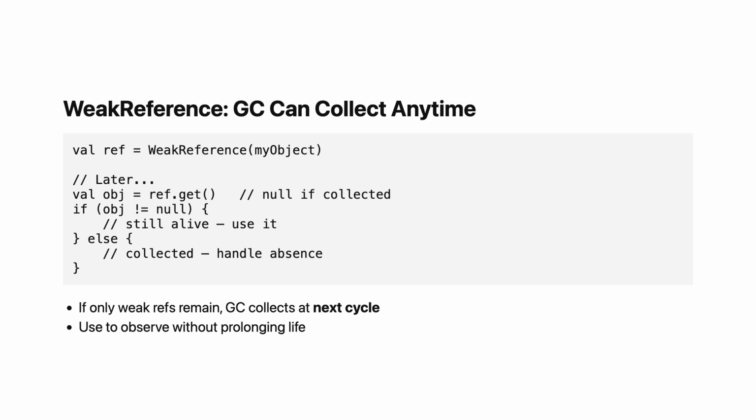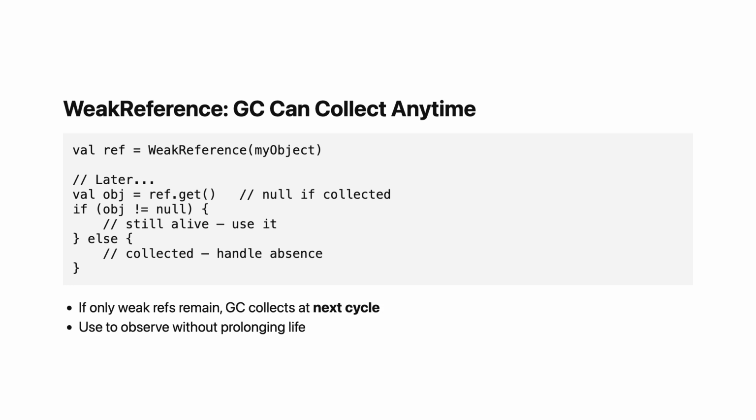In code, you create one like this: val ref = WeakReference(myObject). To access the object, you call ref.get(). If it returns the object, great, it has not been collected yet. If it returns null, the GC already reclaimed it. You must always check for null. This is the tool you use when you want to observe an object without prolonging its life.